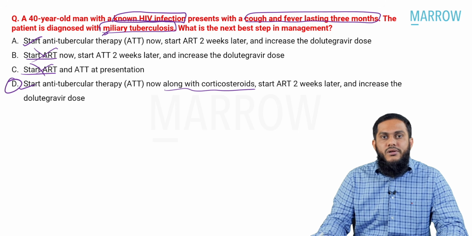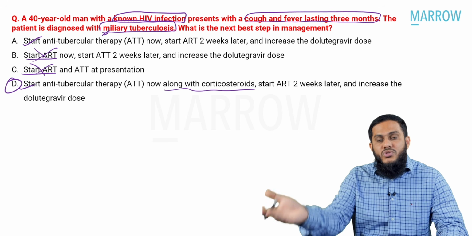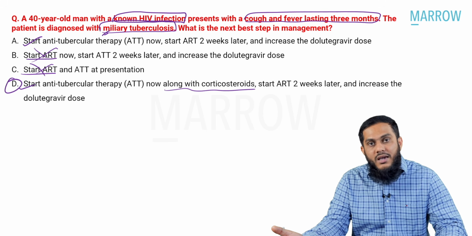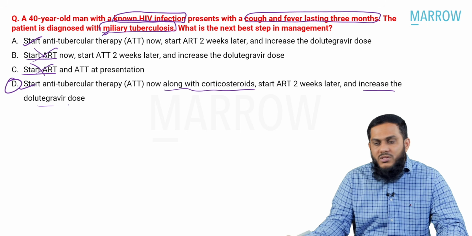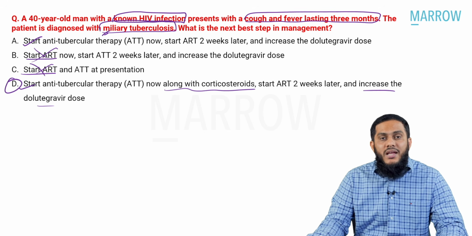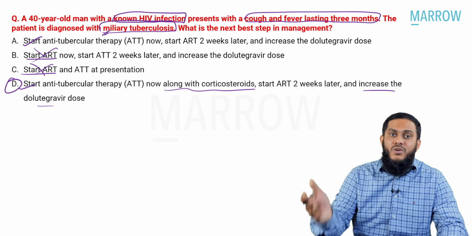with anti-tubercular drugs. And because he is an HIV patient, first you have to treat TB, and then 2 weeks later, we have to start ART. An increased dose of dolutegravir, that is a pharmacology-based question, you know, right? Because anti-tubercular treatment includes rifampicin, and rifampicin is an inducer of dolutegravir. That's why you have to double the dose.